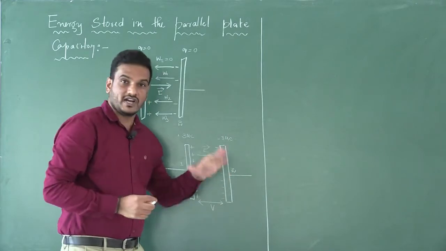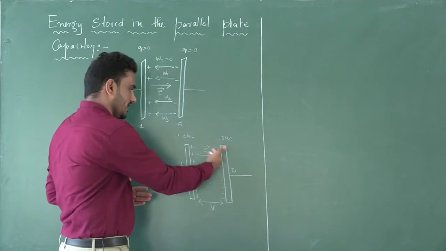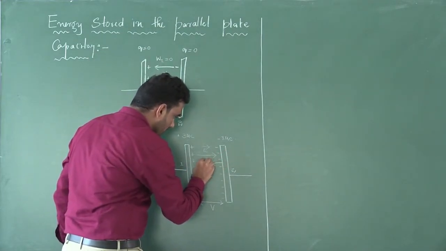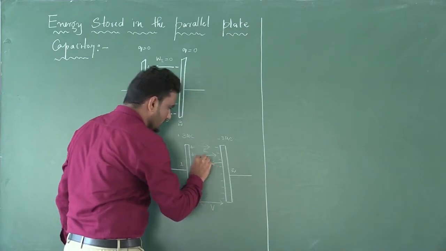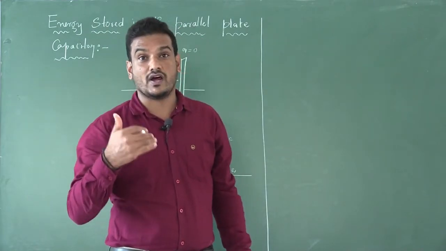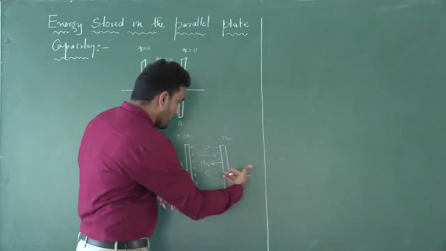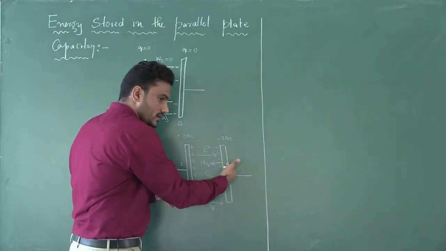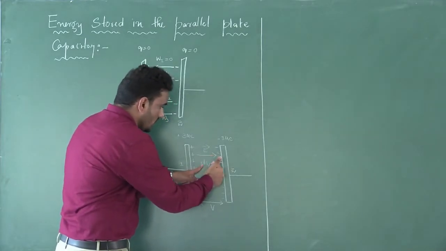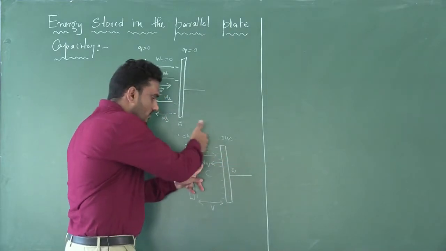Now I need to charge additionally, which means I need to transfer charge from one plate to the other plate. I will transfer a small amount of charge, dq, because a capacitor cannot be charged at once. I need to transfer the charges bit by bit from one plate to the other. So I am going to transfer the charge of dq from plate 2 to plate 1.